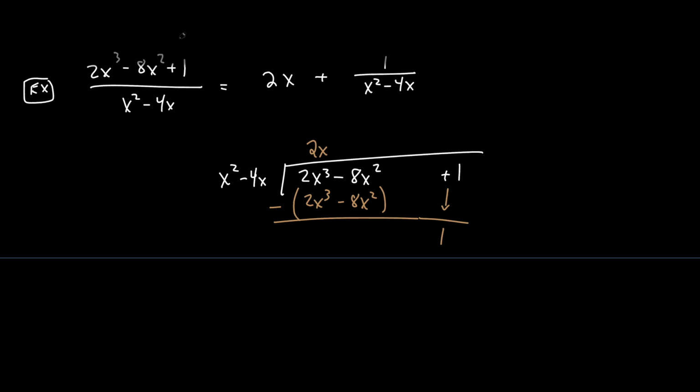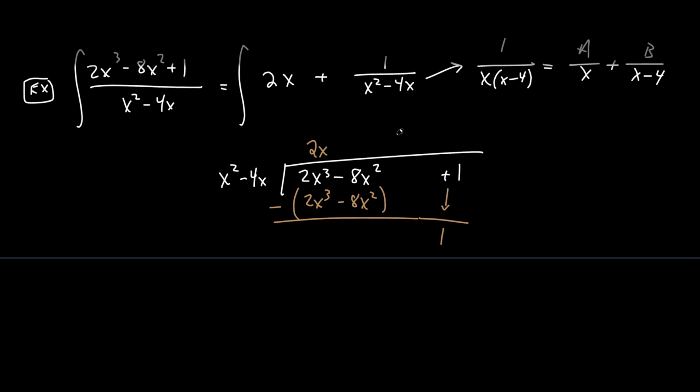Now, hopefully you're noticing that is really ugly. I probably wouldn't have been able to integrate that. But if I was integrating instead just 2x, I could do that. And then the integral of 1 over x squared minus 4x would just turn to the partial fraction decomposition process we just talked about, right? I would turn this into 1 over x times x minus 4, then split this up into a over x plus b over x minus 4, and go through and solve the process for that.